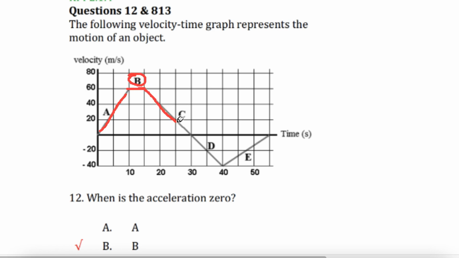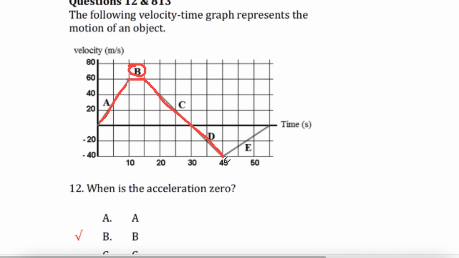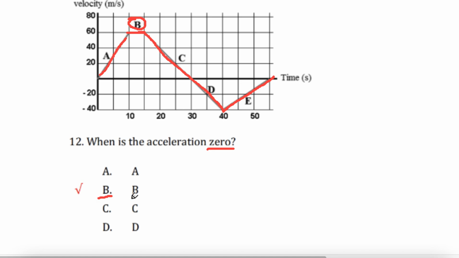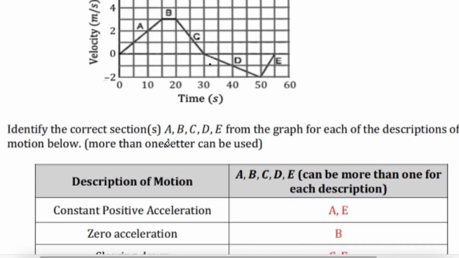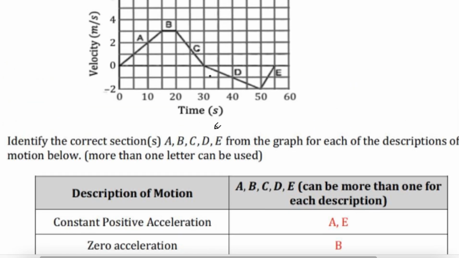C, we can say slowing down, going to the negative, and then this is also going back to the positive side. So the acceleration being 0, we will say B. This is a graph, again, representing the motion. You have to identify A, B, C, D, and E.